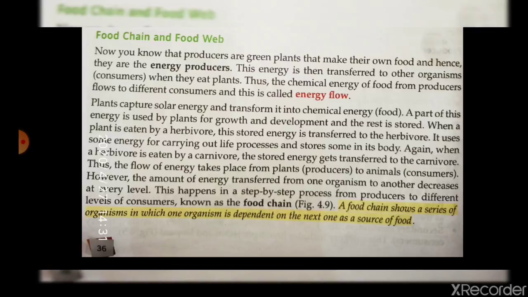Producers are the green plants that make their own food and hence they are the energy producers. Plants capture solar energy and transform it into chemical energy, that is food. A small part of this energy is used by the plants for growth and development and the rest is stored. When a plant is eaten by a herbivore, this stored energy is transferred to the herbivore.